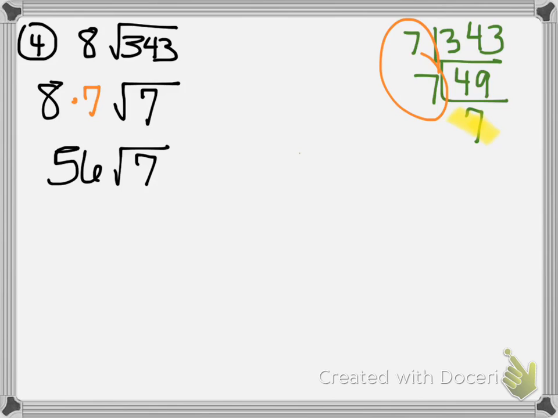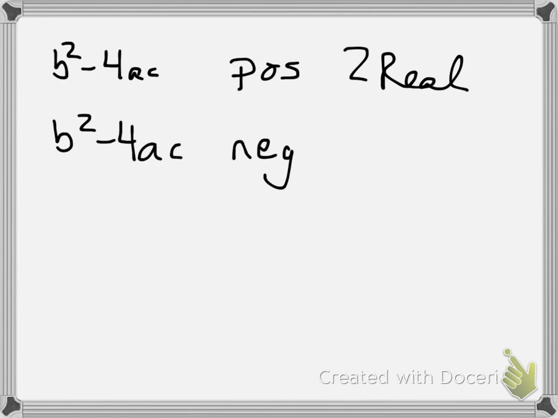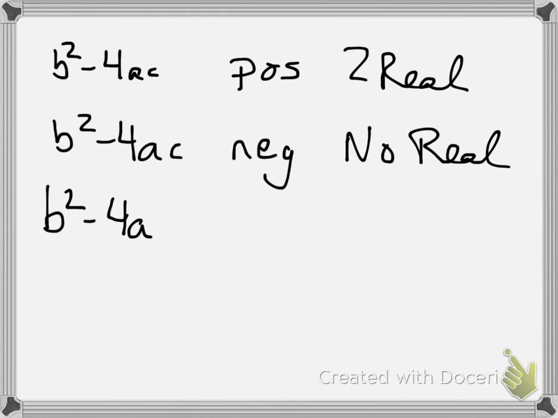The other portion of tonight's homework is that you're going to have to find the discriminant. That means you're starting with b squared minus 4ac, and you're just plugging in those numbers. If this was positive, how many real solutions did it have? 2. If b squared minus 4ac is negative, how many solutions did it have? No real. And if it was 0, 1.